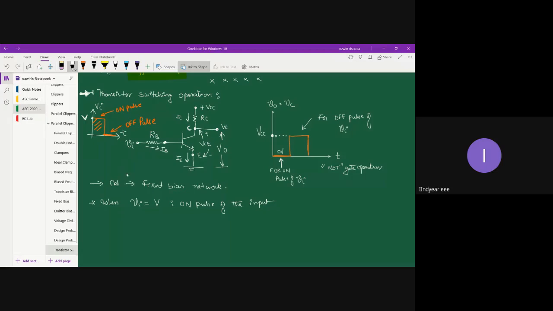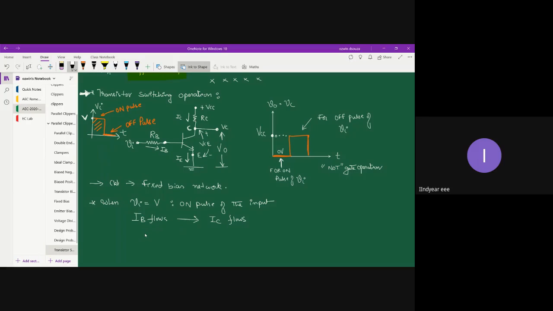When Vi is connected to the transistor base terminal, and Vi attains the maximum value, the base current flows, because there is a voltage, so there will be a flow of base current. This base current will drive the collector current. So when IB flows, IC will also be flowing, because it's a current control device.